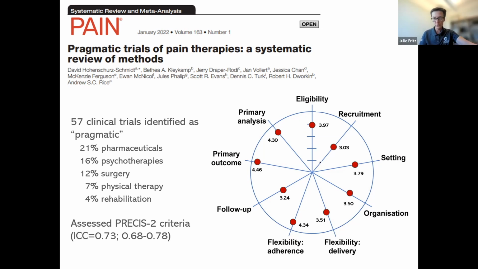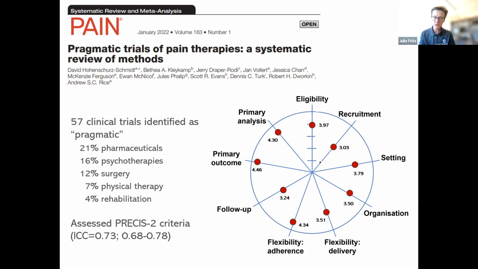Interestingly, this particular review assessed the inter-rater reliability of making these judgments, which is an interesting question because this is very much a self-reported exercise in most instances. And you can see the ICC was good, was pretty high, but certainly not perfect. So there's obviously judgment that goes into this. But you can see that the domains that were least pragmatic were two that I just mentioned: the follow-up domain, the flexibility and delivery domain, as well as recruitment.